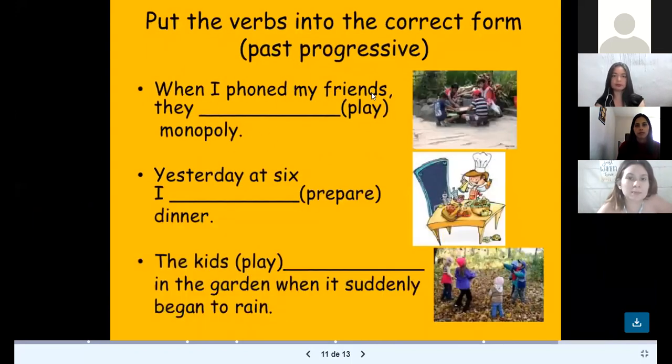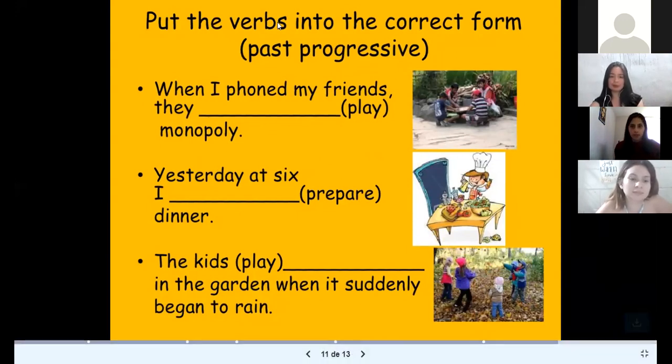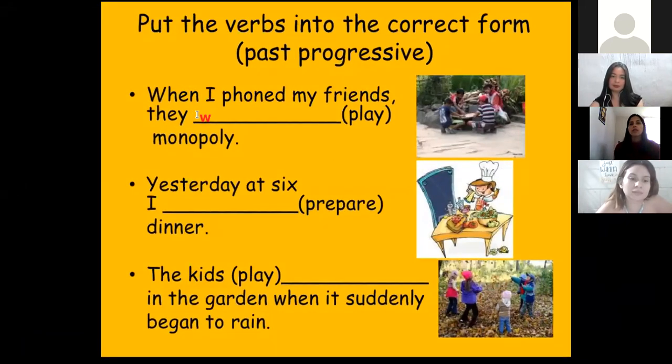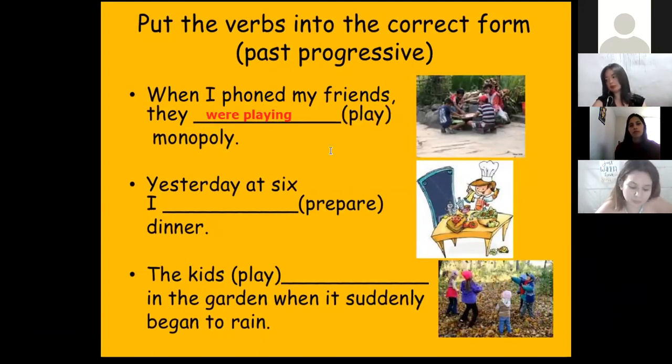Okay, so on this sentence, we have the same case. When I phoned my friends, they were playing Monopoly, all right? What was the action in progress, everybody? They were playing. They were playing Monopoly. And which was the interrupting activity? When you phoned your friend. Yeah, I phoned my friends. I interrupted my friends.